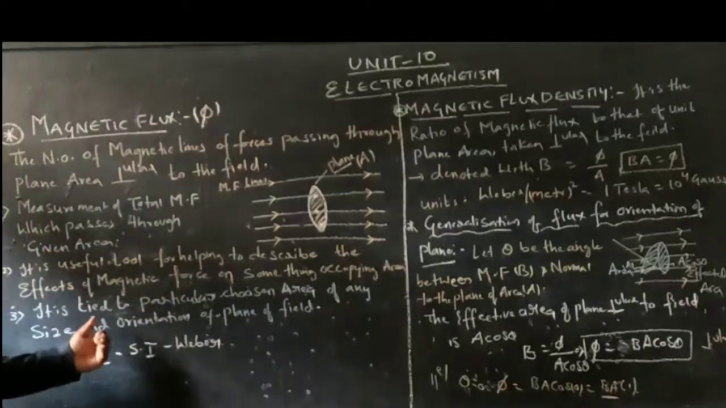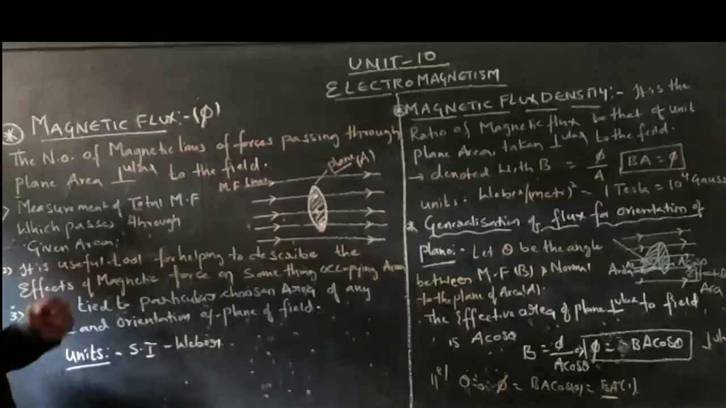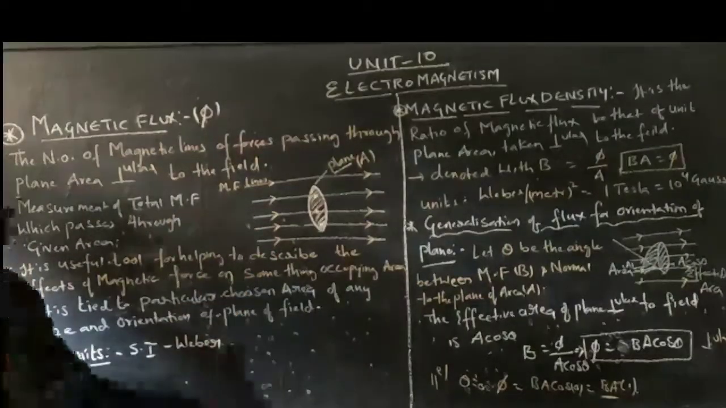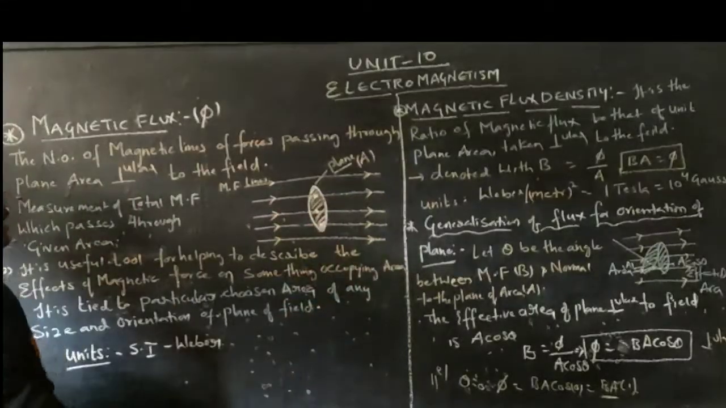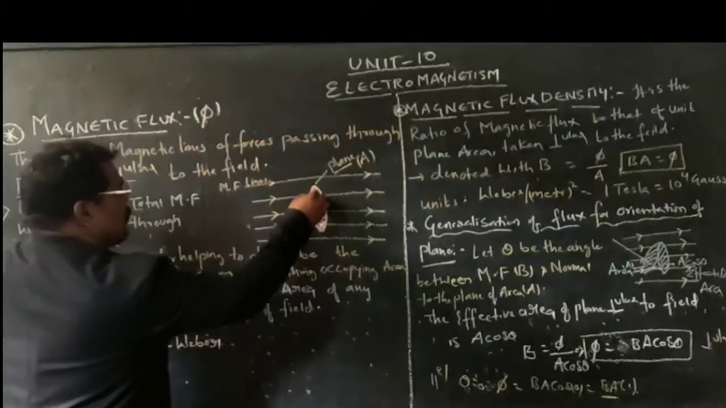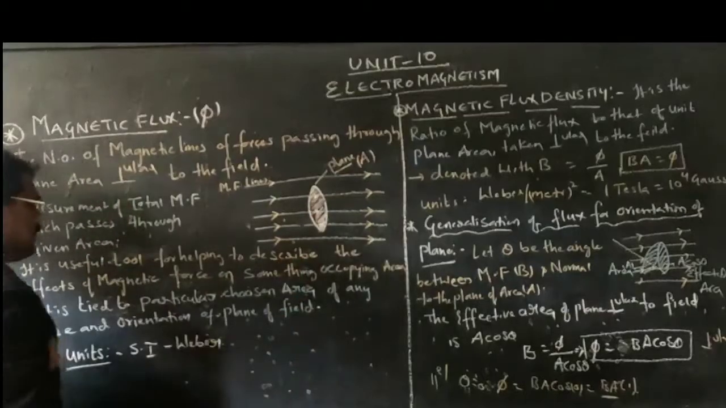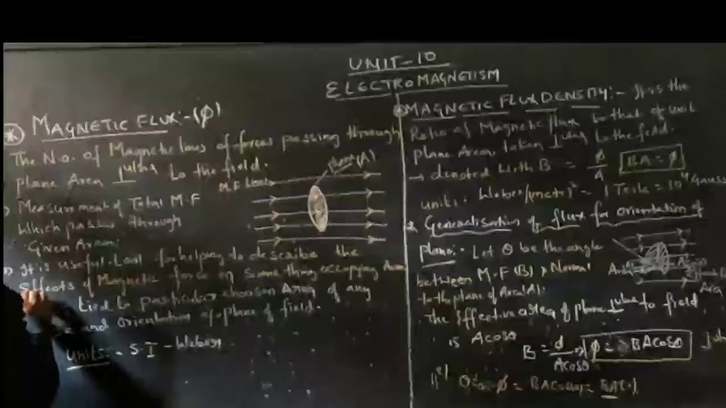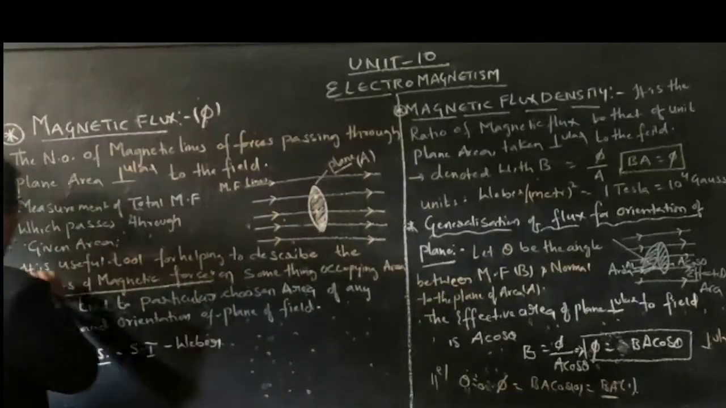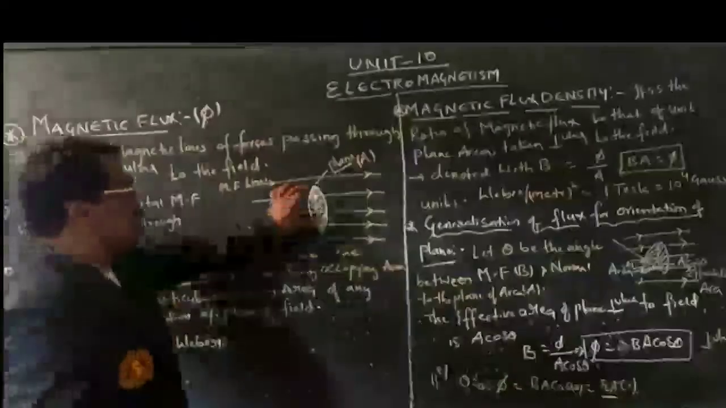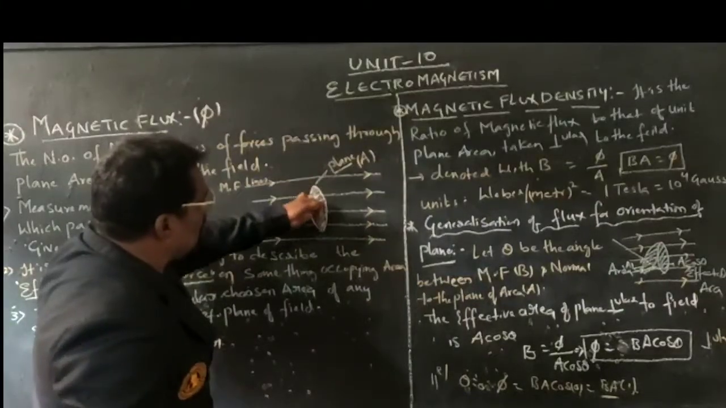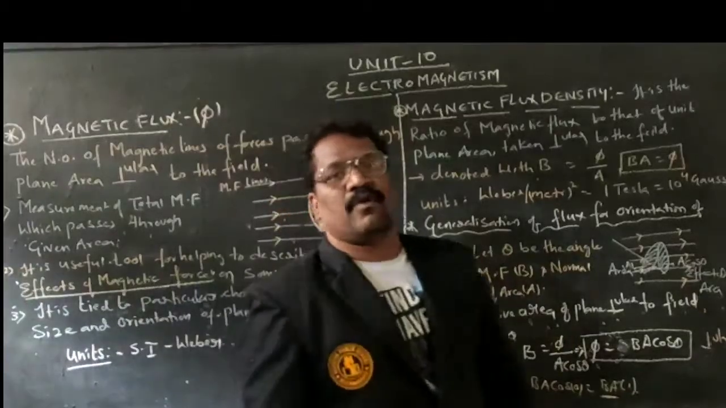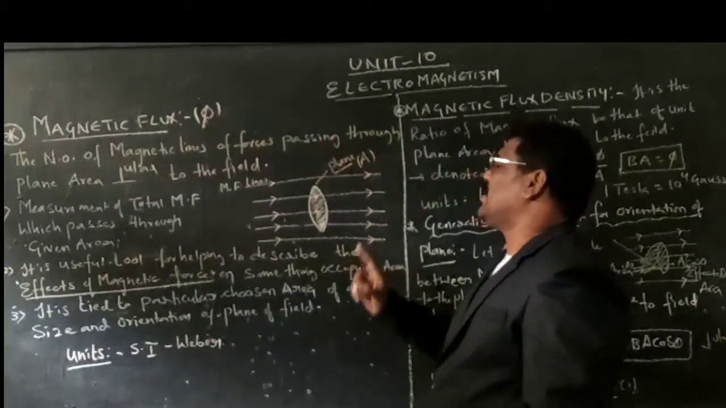It is also a useful tool to describe the magnetic lines of force. Magnetic lines of force are occupying some area. It is a tool helping to describe how the effects of magnetic lines of force exist within this particular area. We can easily study this based upon magnetic flux.